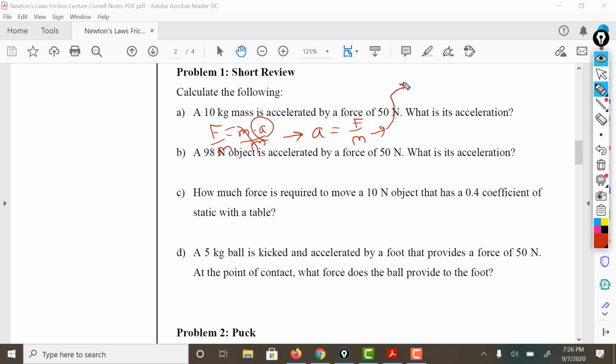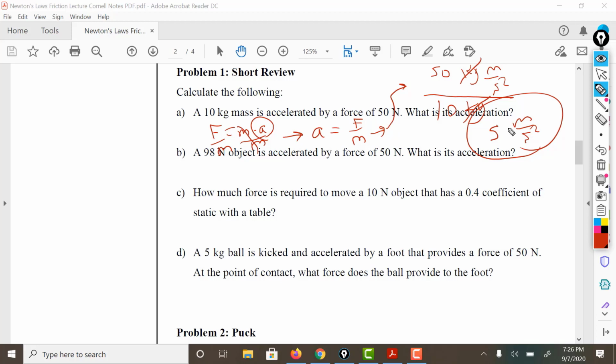So if I do 50 kilogram meter per second squared over 10 kilograms, you'll notice that the kilograms cancel out, and it leaves me with 5 meters per second squared, which is the correct unit for acceleration.